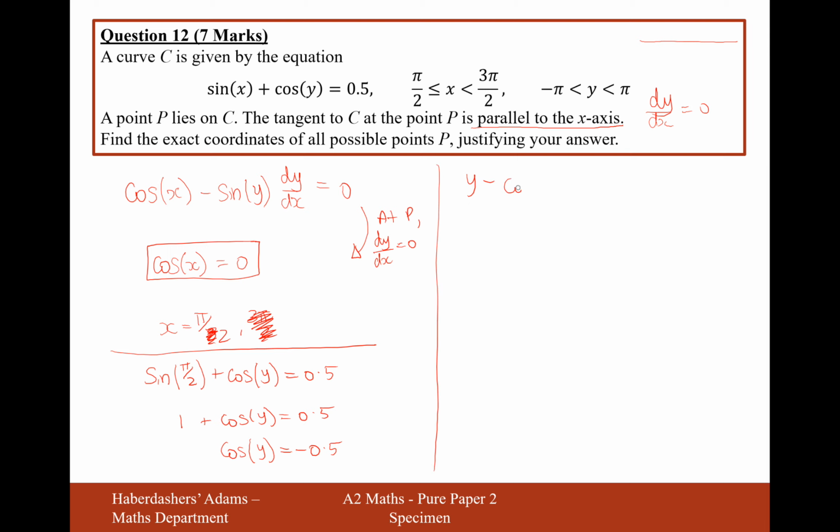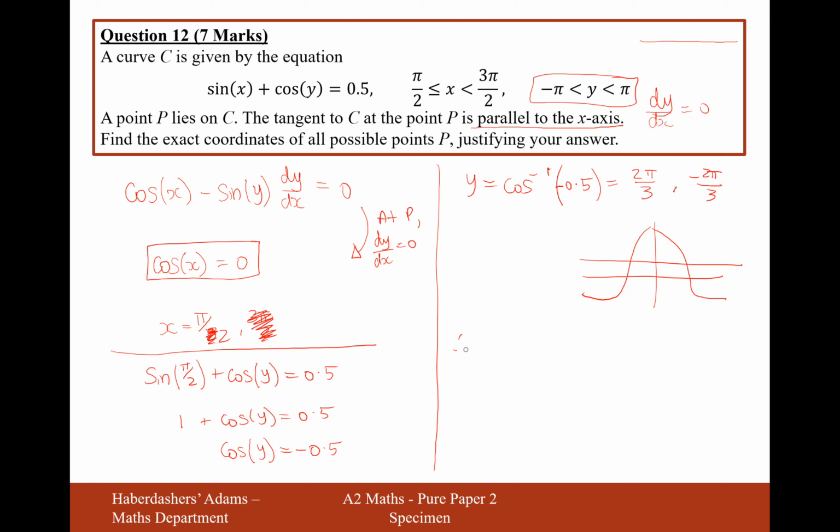Y is going to be equal to cos inverse of minus 0.5, which is going to be 2 pi by 3. Now be careful what your second solution is going to be. The y value is in between minus pi and pi, so it's going to be from here and then back to here, so the other y value is going to be minus 2 pi by 3.